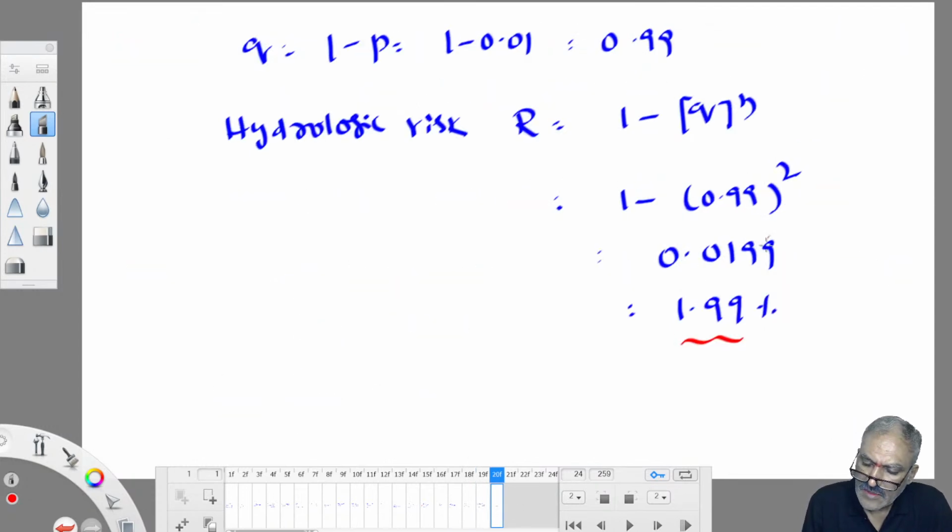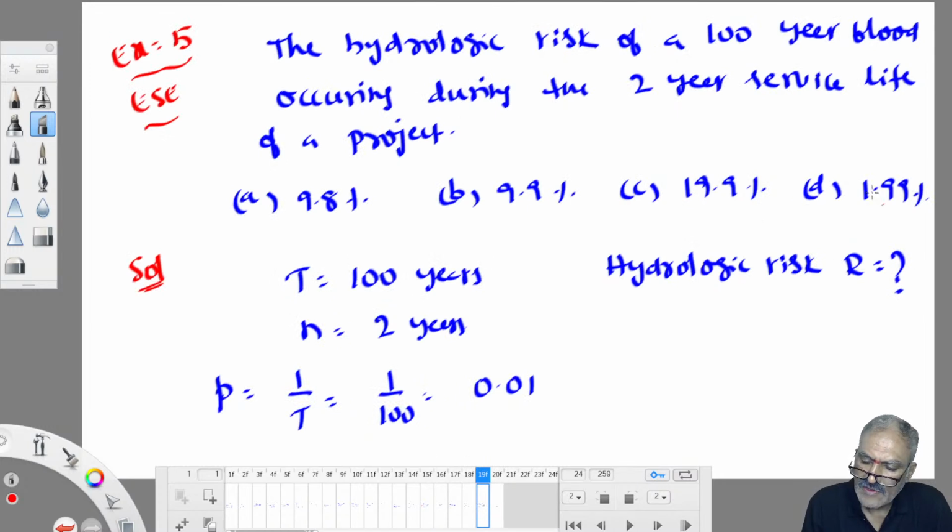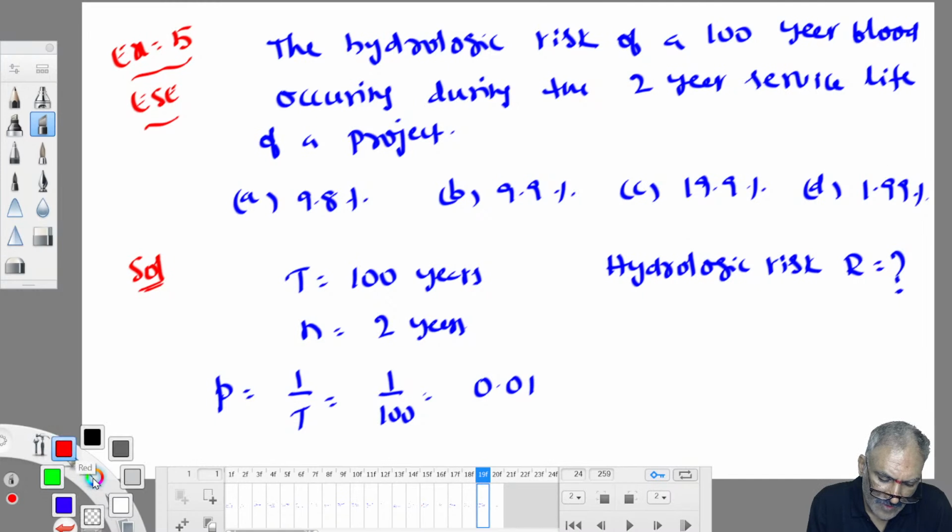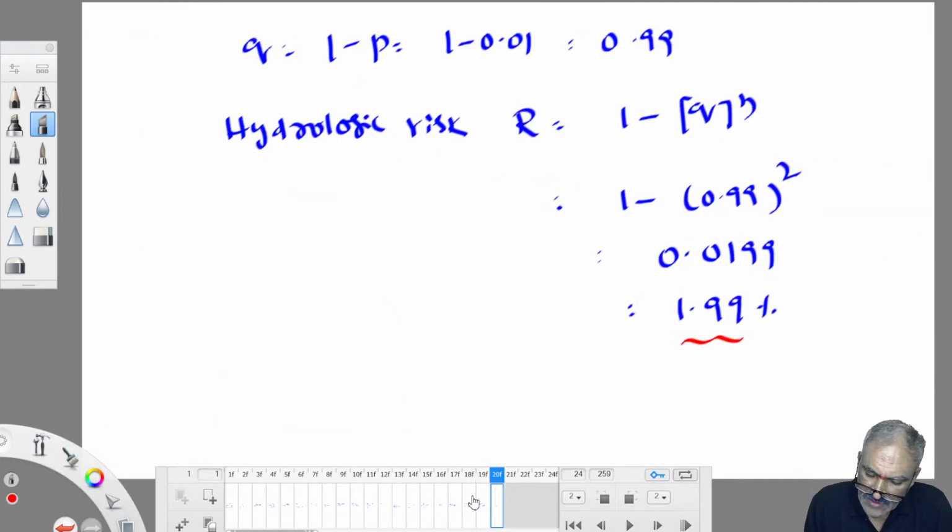Or otherwise 0.0199, it is almost 0.02, 2%, close to 2%. So anywhere 2%, 2% is not given, 1.99 is given, you can tick mark 1.99. That was the answer for that question. Easy only, no? Hope you can manage.